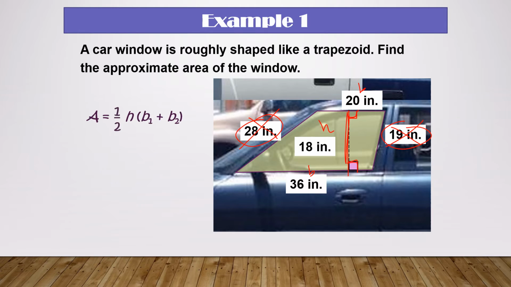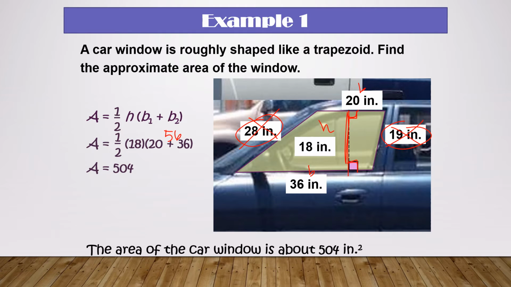Okay, so we are going to plug in 18 for the height. Base 1 is 20, base 2 is 36. It doesn't matter what order you put those in, just as long as you keep them in parentheses so that they add together before multiplying times 18. If you want to add these two up to make 56 first before you put it all in your calculator, that's fine. So you should get 504 inches squared.